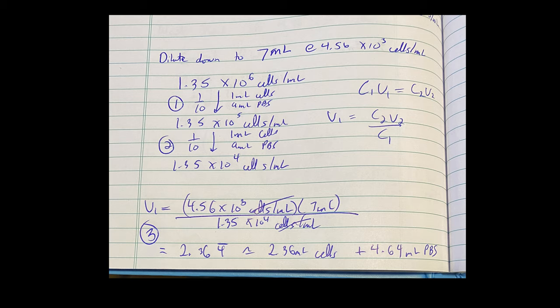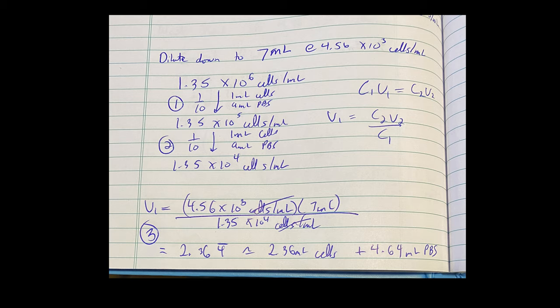You can see I've written down here not only how much solvent I need, that's the PBS, but how much solute I need, that's the cells or the previous solution. I'm doing 2 1 in 10 dilutions. 1.35 times 10 to the 4 is pretty close to 4.56 times 10 to the 3. I then use my C1V1 equals C2V2 or C1V1 equals CFVF. They're the same formulas. And I'm looking for V1.